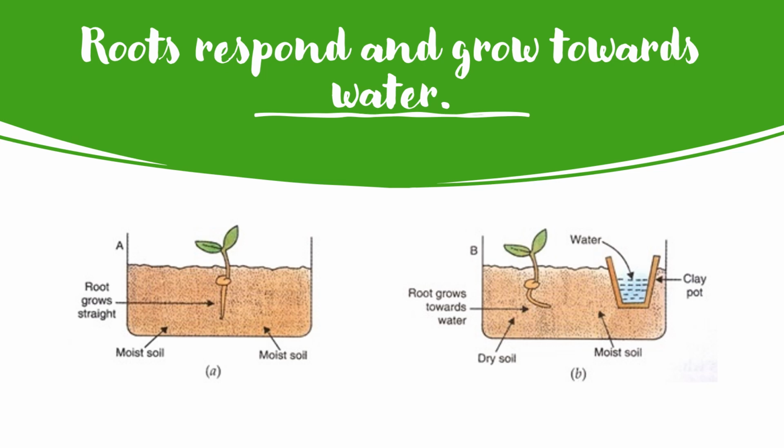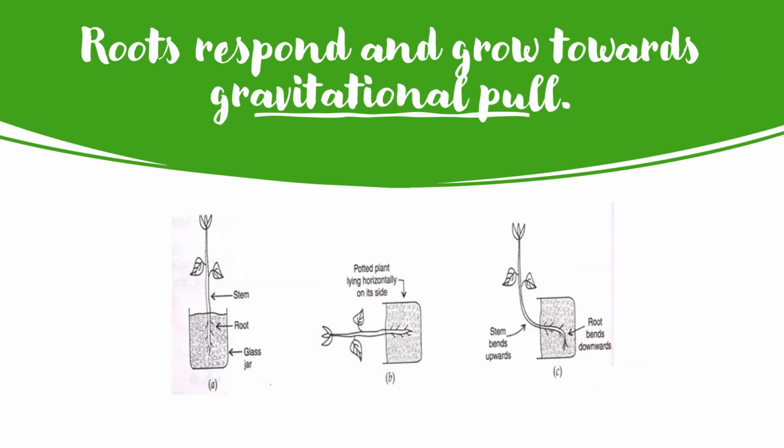Picture A. The roots grow downward. Picture B. The roots grow towards water, which is on the right side of the container. Roots also respond and grow towards gravitational pull. Picture A. In a normal condition, the root will grow downward. Picture B. When a potted plant lies horizontally on its side, you can see the effect of the root's growth on picture C. The root bends downward.